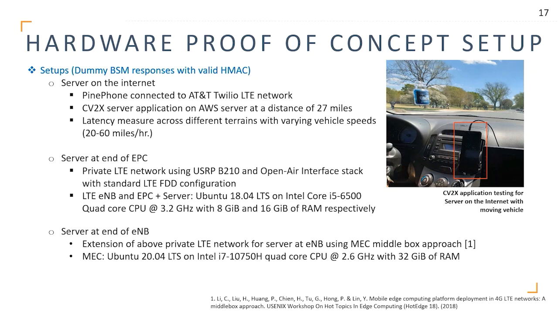For the server at the end of ENB, we modify the above private network and integrate the MEC middlebox work to implement an edge server at the ENB, which acts as a filter between the ENB and the actual LTE core network, wherein it filters standard LTE data to the core network but the CV2X application data to the CV2X server.